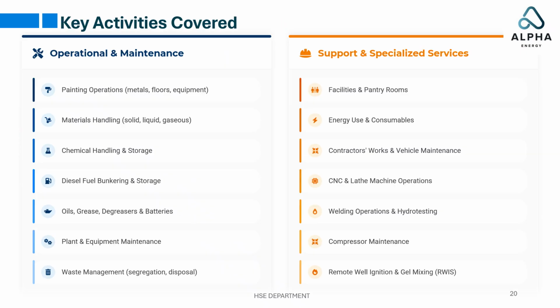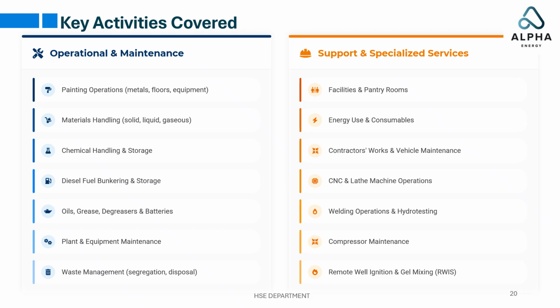whenever possible. The key activities covered within the Environmental Impact Aspect Register include a range of operational, maintenance, and support functions across Al Masood Energy. Under operational and maintenance activities, these include painting operations on metals, floors, and equipment, materials handling involving solid, liquid, and gaseous substances, chemical handling and storage, diesel fuel bunkering and storage, handling of oils, grease, degreasers, and batteries, plant and equipment maintenance, and waste management activities such as waste segregation and disposal.